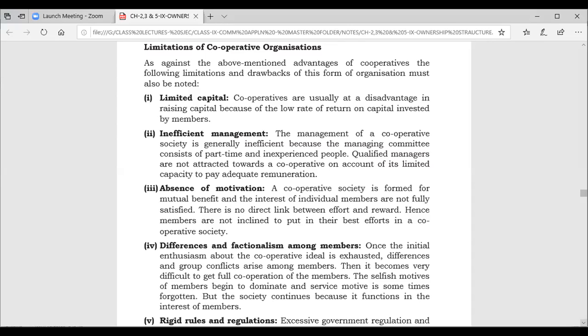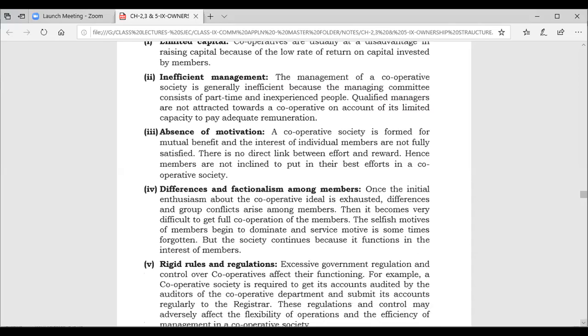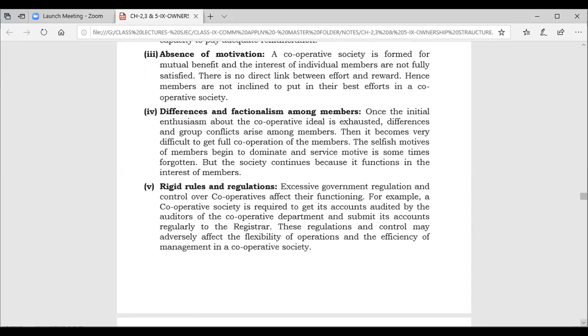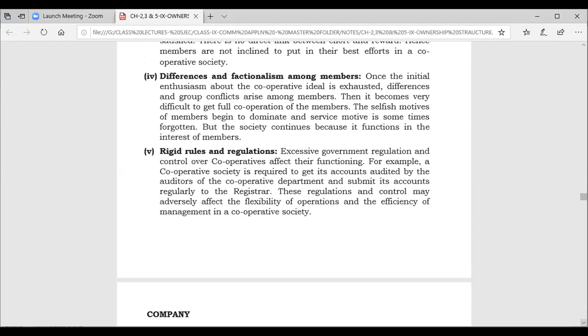Absence of motivation. A cooperative society is formed for mutual benefit and the interests of individual members are not fully satisfied. There is no direct link between effort and reward, because these types of societies are formed to support the society, to support the members. They're not formed to earn more profit, to diversify the business, to expand the business. So there is always a lack of motivation amongst the members. Differences and factionalism among members. Of course, when 10 or more persons come together to form a society, definitely there will be differences of views, and other things will happen.